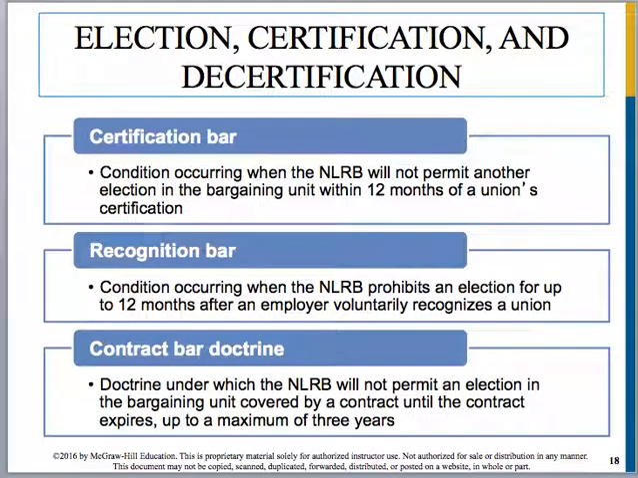There's a certification bar, recognition bar, and a contract bar doctrine. Under the certification bar, the NLRB will not permit another election during the 12 months of their certification. In the recognition bar, the NLRB prohibits an election for up to 12 months after an employer voluntarily recognizes a union. And in the contract bar, the NLRB will not permit an election in the bargaining unit covered by a contract until the contract expires, and that can be up to 3 years max.